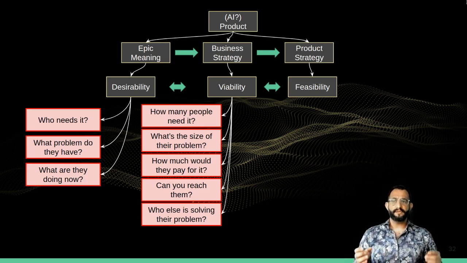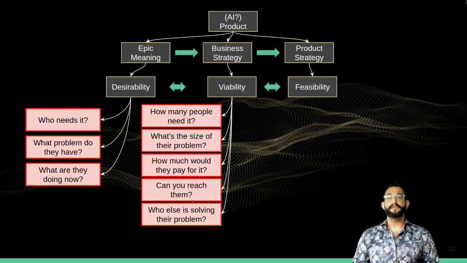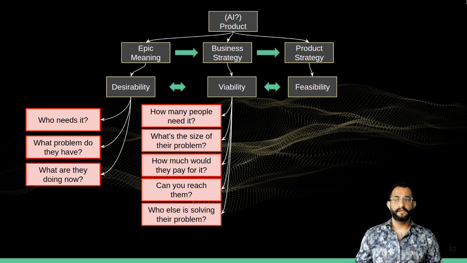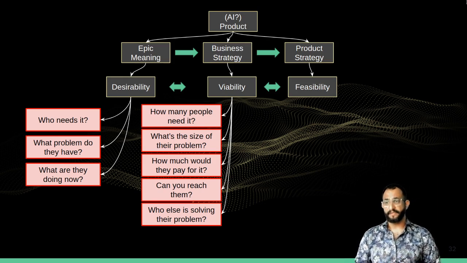And more importantly, can you effectively reach them? If they exist but you have no way to reach them, or you can reach them but there is no easy way to build trust with them, then they are as good as non-existent.